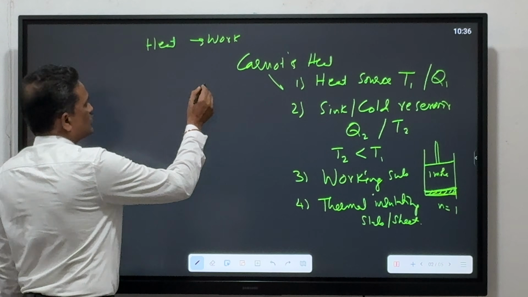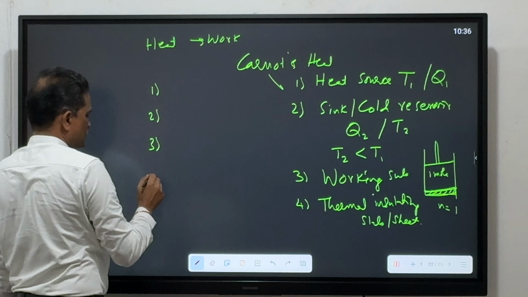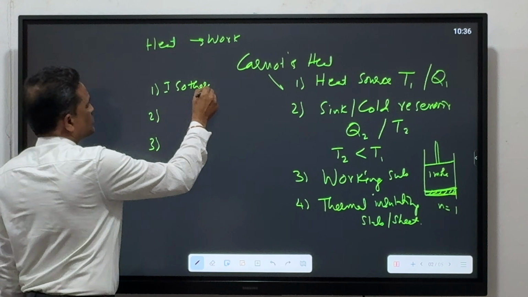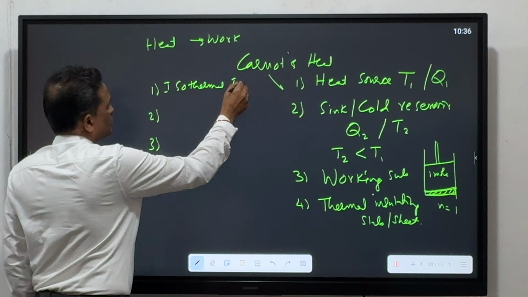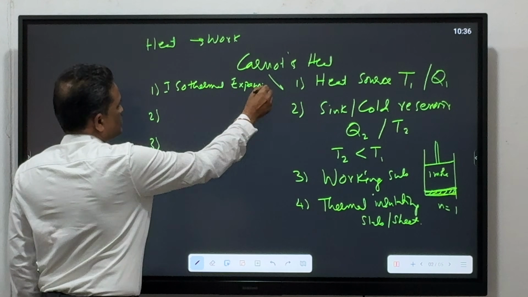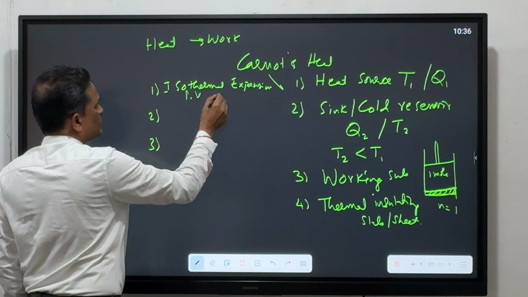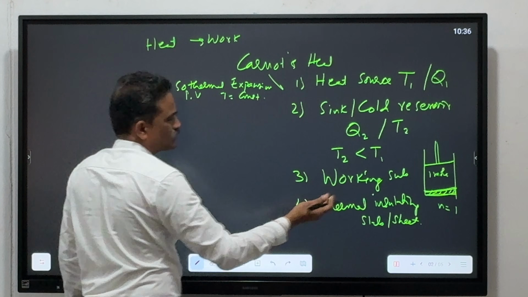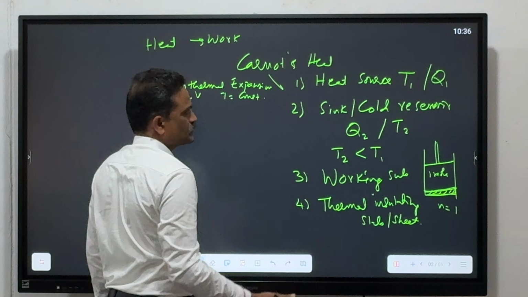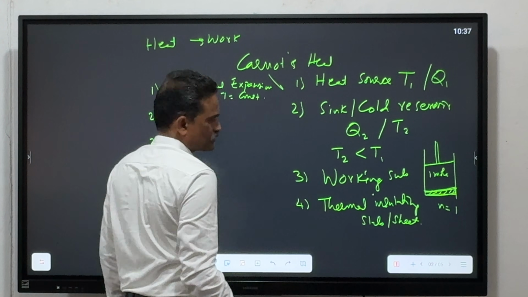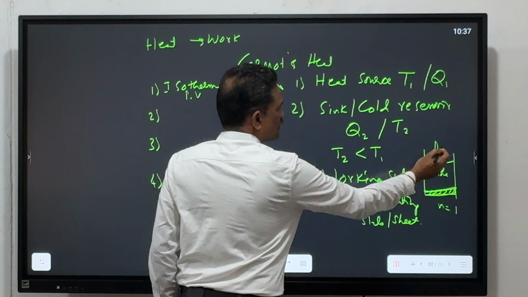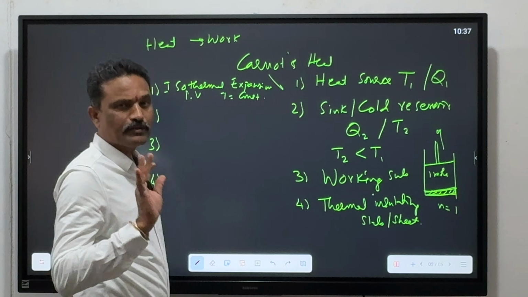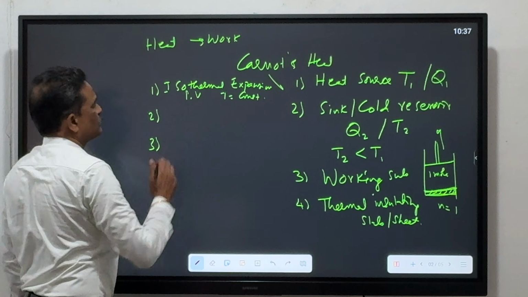In Carnot's heat engine, there are 4 processes. One is isothermal expansion. What is isothermal? A process in which changes in pressure and volume occur at constant temperature. So, this gas expands. When it expands, it is placed on the heat source. The gas takes heat, and the piston moves up slowly so that the temperature remains constant. That is isothermal expansion.